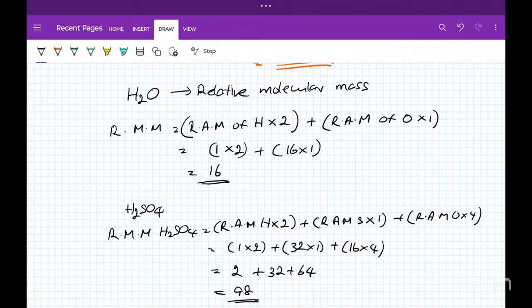Put a bullet point and write down: the relative molecular mass of a molecule is equal to the summation of the relative atomic masses of the atoms of the molecule.